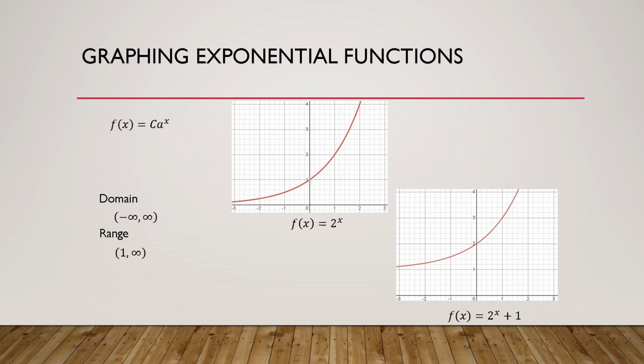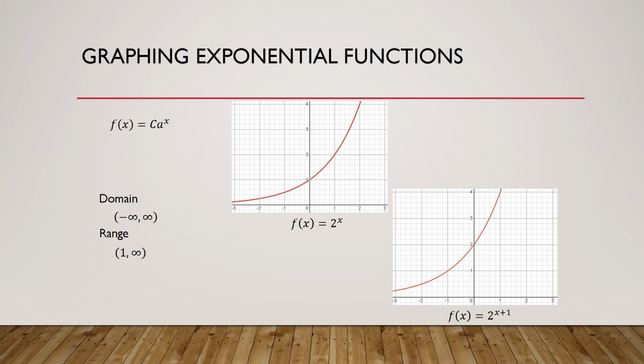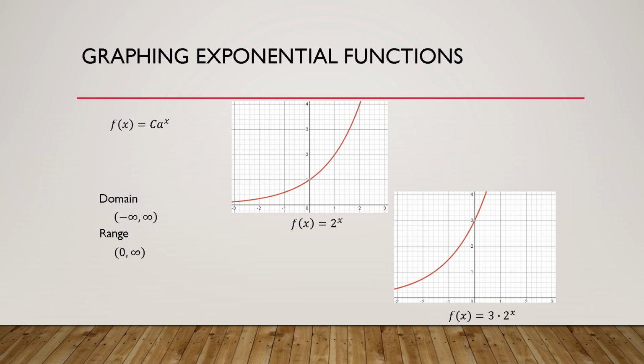2 to the x plus 1, with the plus 1 in the exponent, shifts the graph to the left. This action does not change the domain and range. Conversely, subtracting would shift the graph to the right. 3 times 2 to the x stretches the graph up by a factor of 3. Again, this action does not affect the domain and range.